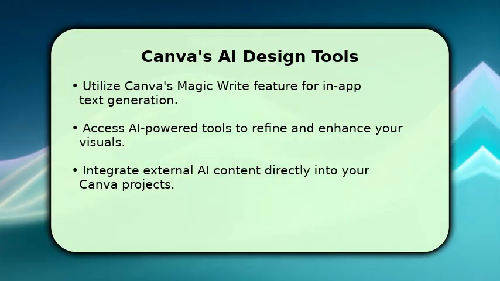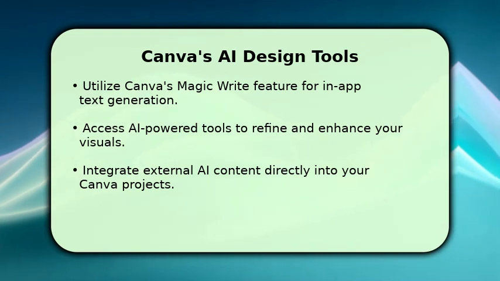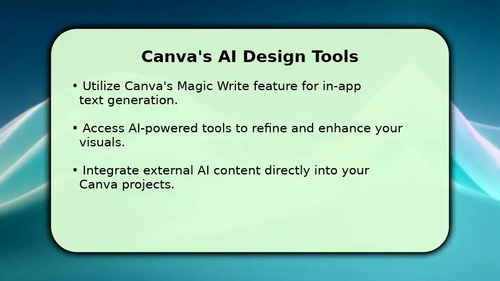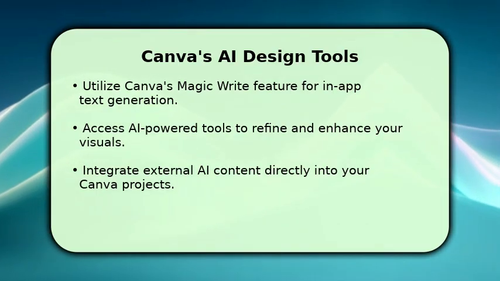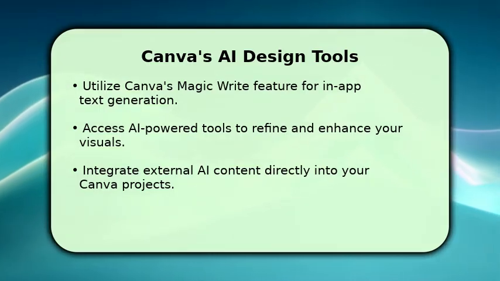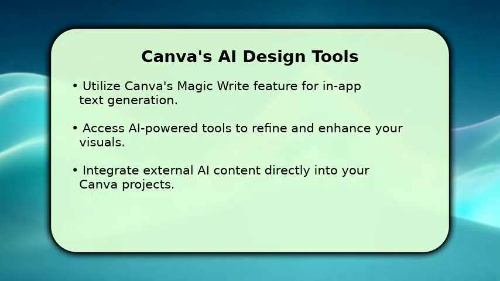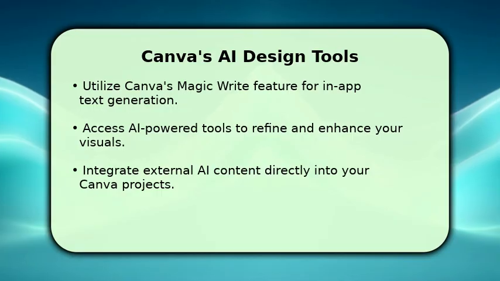This feature allows you to generate text directly within your design, offering a seamless experience. You can also easily paste content created by ChatGPT into any text box in Canva. This dual approach ensures you have powerful AI assistance at every stage, from initial concept to final design polish.